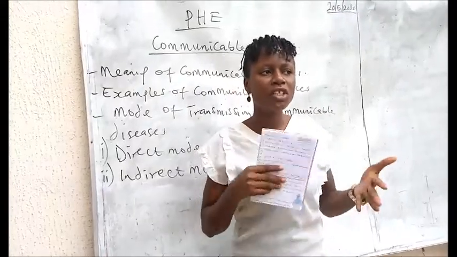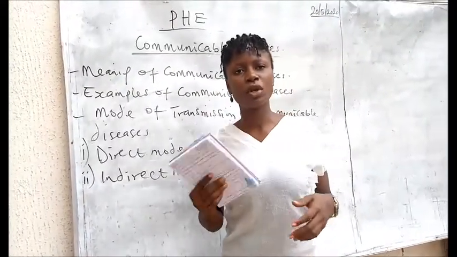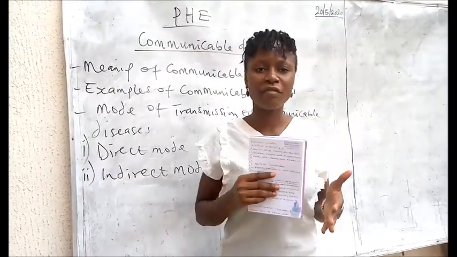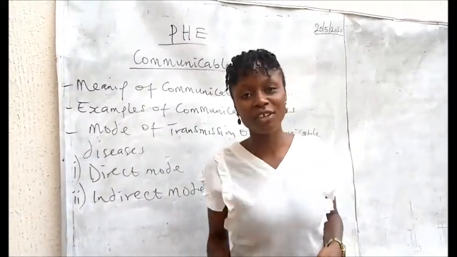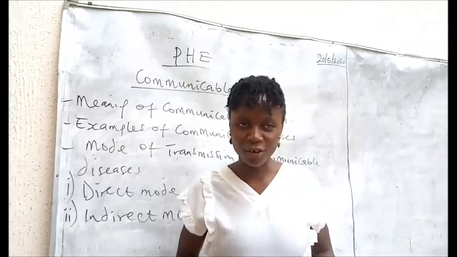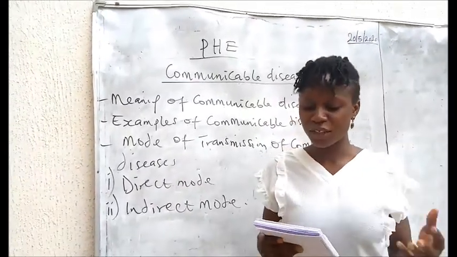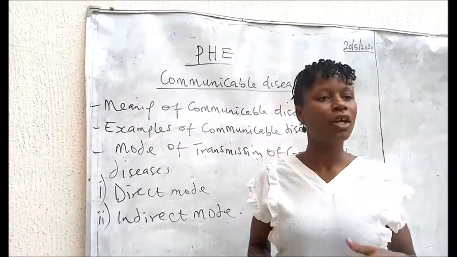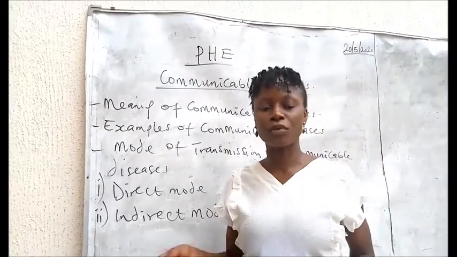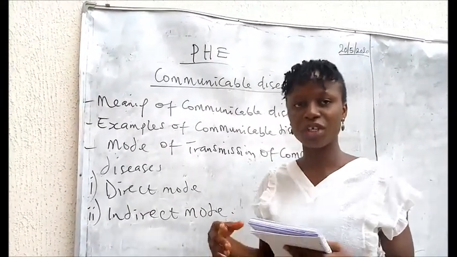Okay, examples of communicable diseases. You know them. You know HIV/AIDS, you know Apollo, you know tuberculosis, you know Ebola virus, even the reigning coronavirus is communicable. We have measles, we have hepatitis A, B, and C, chickenpox, catarrh, cough, and the rest. So these are the examples of the communicable diseases that we have.